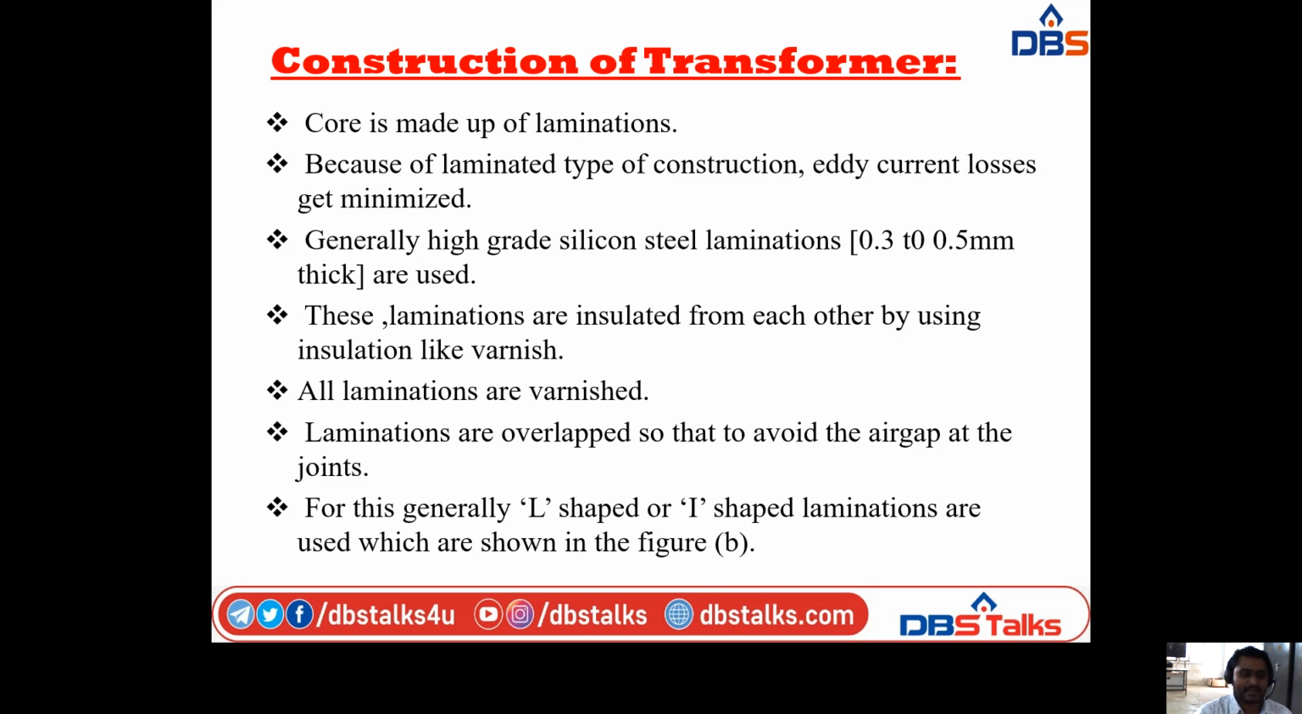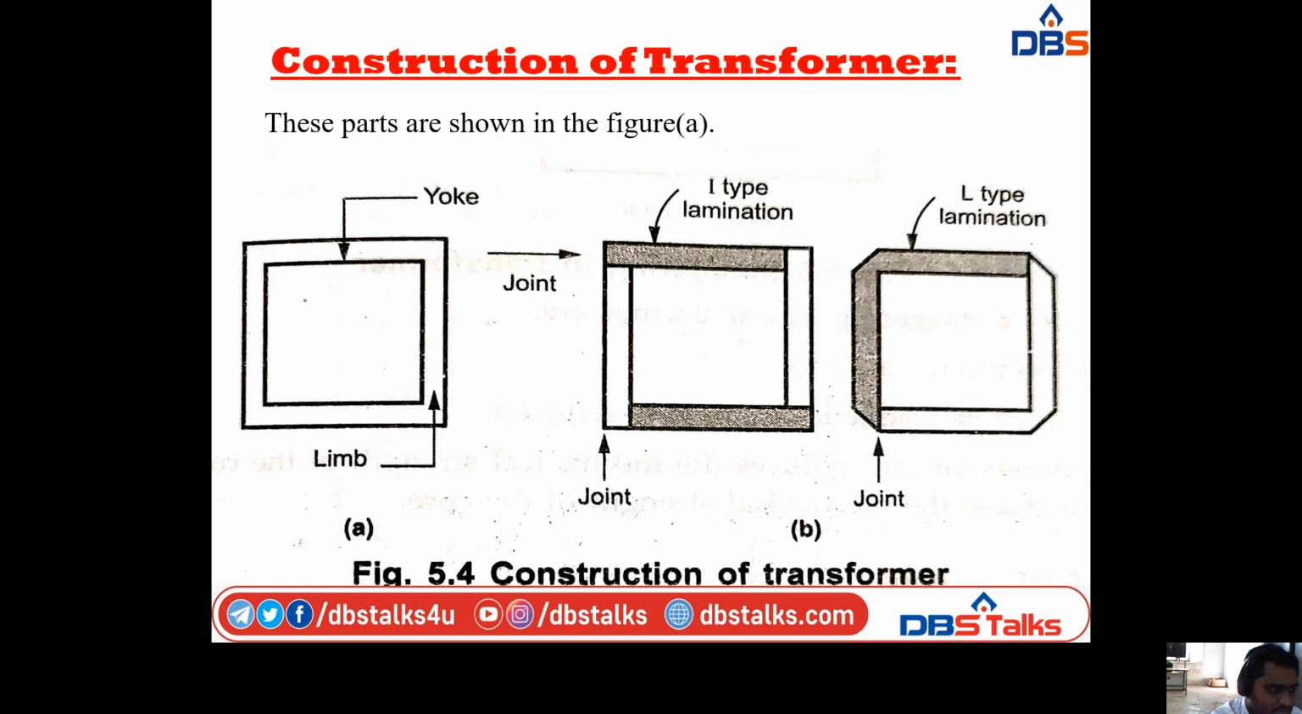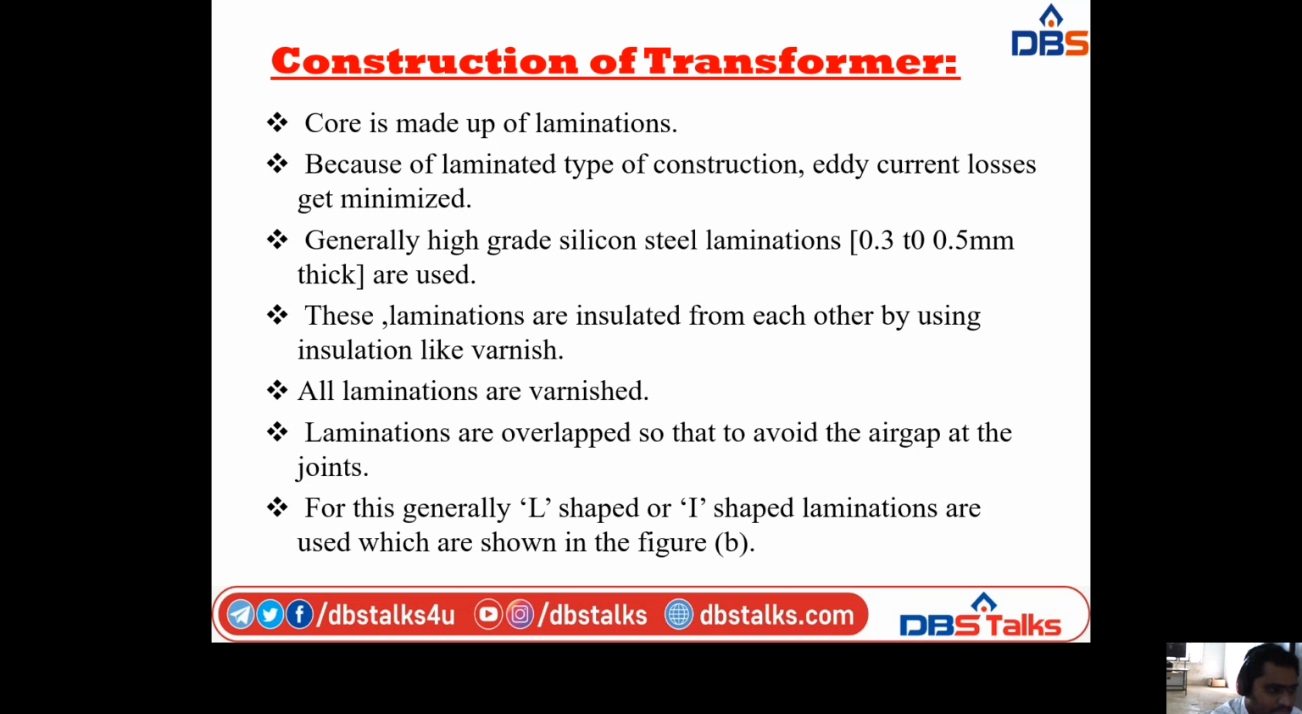In the previous diagram I showed the laminations overlapping. That means they are jointed so as to avoid the area for the joint. If we have a gap, we have some problem. To overcome the problem, the laminations are overlapping. For this, generally L and I-shaped laminations are used. That is also already shown in the diagram. So this is the diagram explaining it.